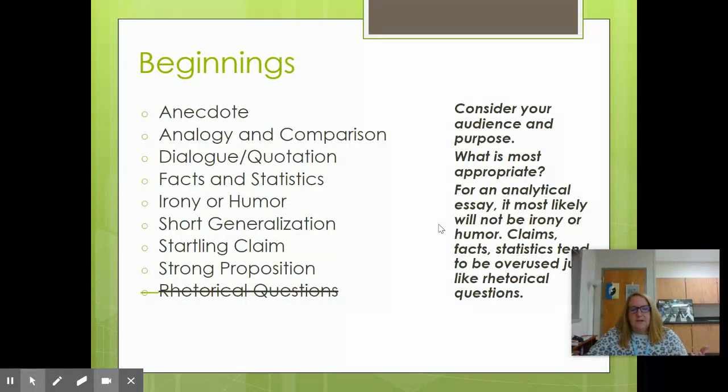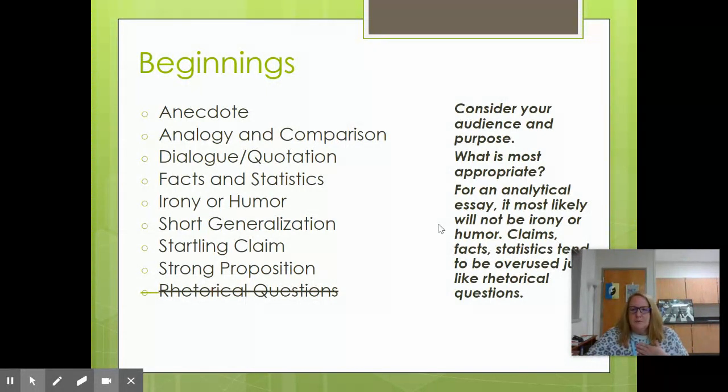These are some things that I suggest, or that various people have suggested, on how to begin in an interesting way. You need to think about your audience and purpose. I'm your audience. Your purpose is to prove how Wilfred Owen creates his attitude towards war.